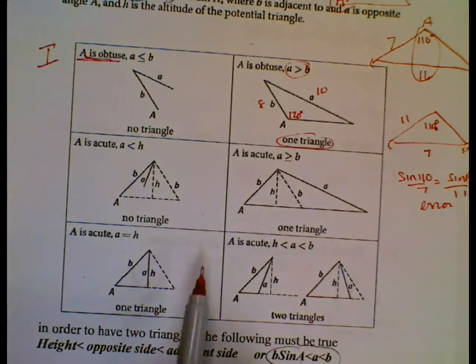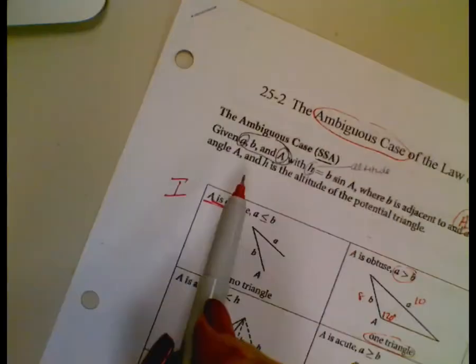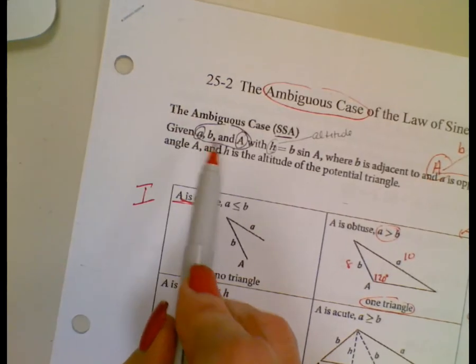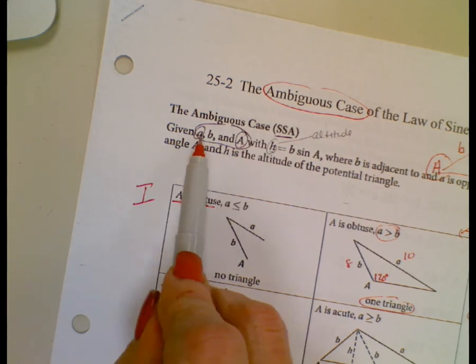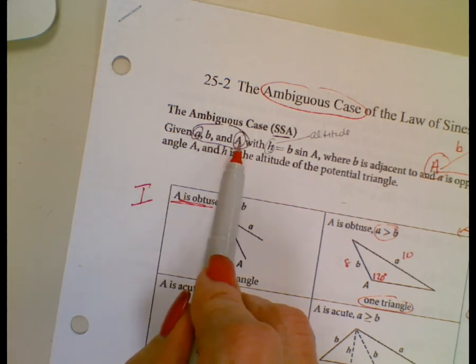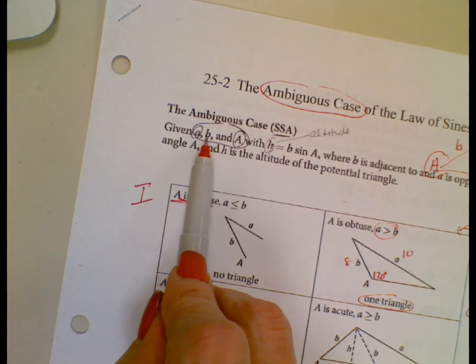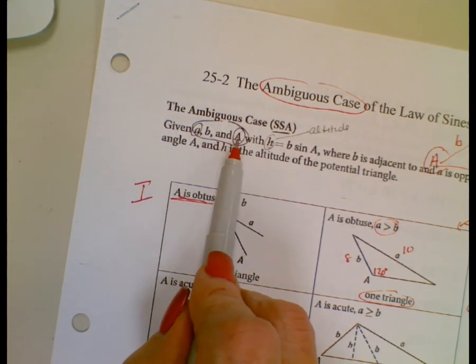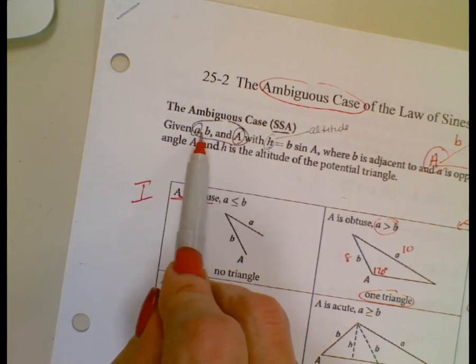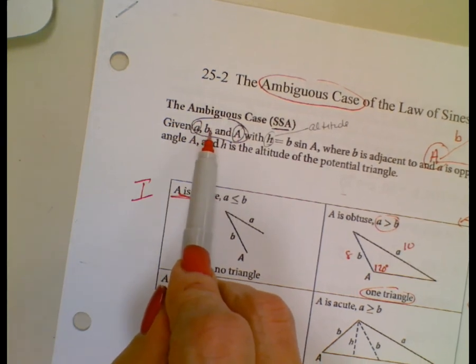All the other 4 boxes are when A is acute. So let's look at the top here. You're going to be given A and B, two sides, and an angle. So notice again, you will be given an angle across from one of these two sides. You'll either be given angle A or angle B if they give you A and B. If they give you A and C, then you'd have to know angle A or angle C. You have to know the angle across from one of the given sides for this to be the SSA case.